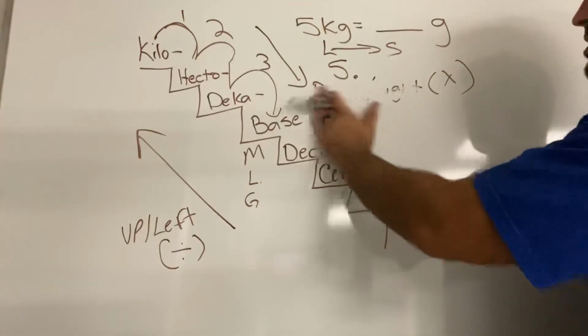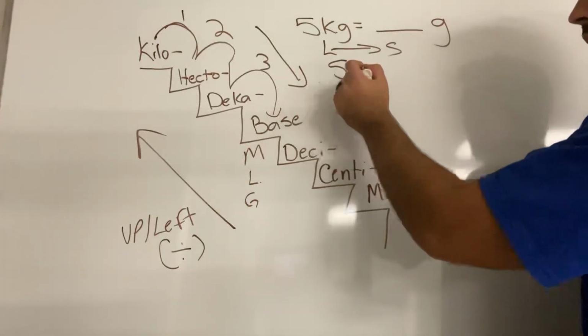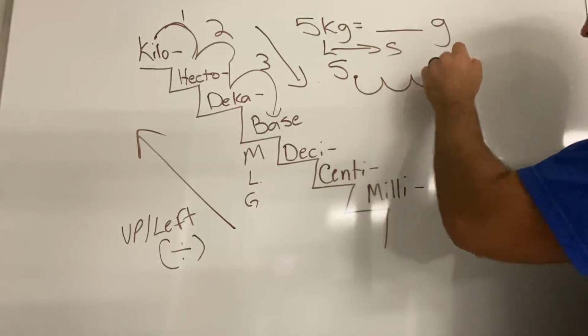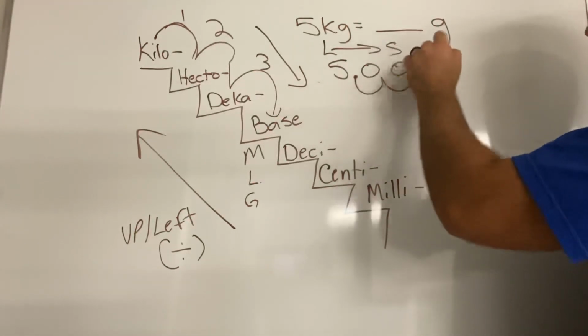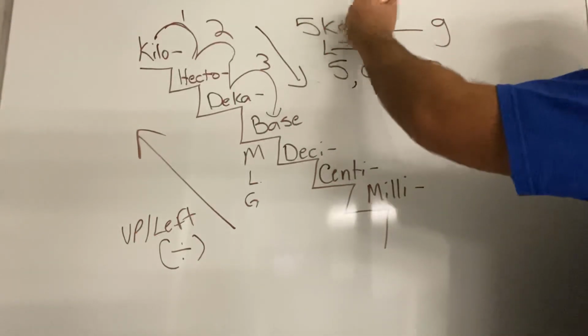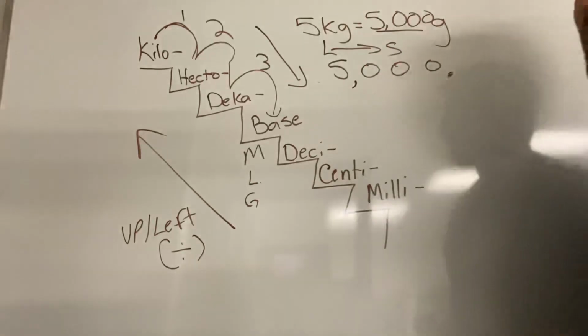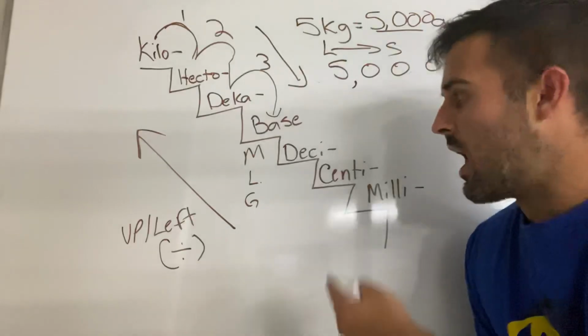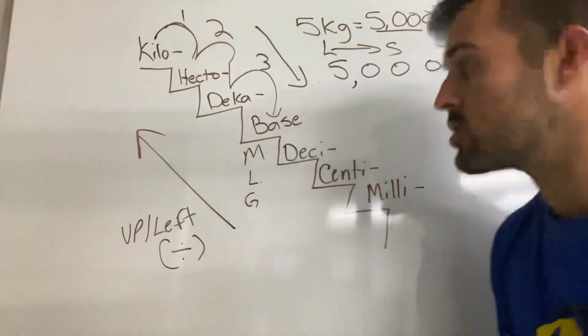So look over here. I'm going to erase this so we can see. I moved 3 steps down, so I'm going to go 1, 2, 3 to the right. And that is 5,000 grams. So that is how we convert using the metric system. I'm going to do one more example on how we go up, which means to divide. And I'm going to show you how to do that.